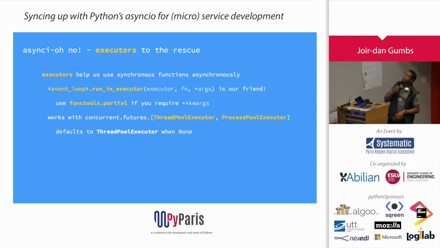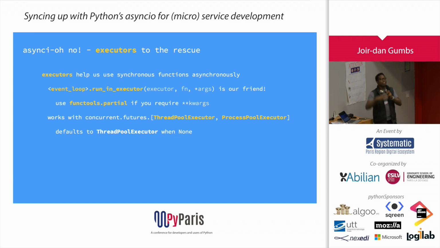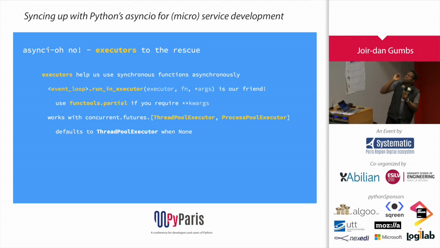Executors. So executors help us utilize synchronous functions asynchronously. I had mentioned before that there's a bunch of different libraries available, but those libraries are a small subset compared to all the libraries that are available to us in Python land. And sometimes we still want to use them while building asynchronous applications, asynchronous services. And so we can utilize executors in order to do this.